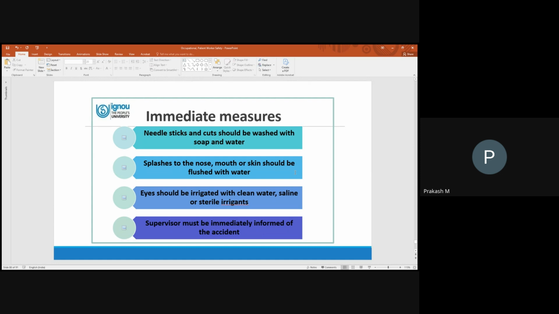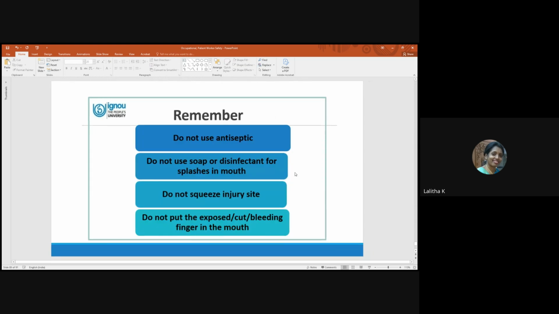If there are splashes, any needle cuts should be washed under running water, and splashes to the nose, mouth, or skin should be flushed with profuse water or normal saline. Eyes should also be irrigated properly with clean water, normal saline or sterile irrigants. And any of these events must be immediately informed to the immediate supervisor in the workplace so that we can take necessary actions.